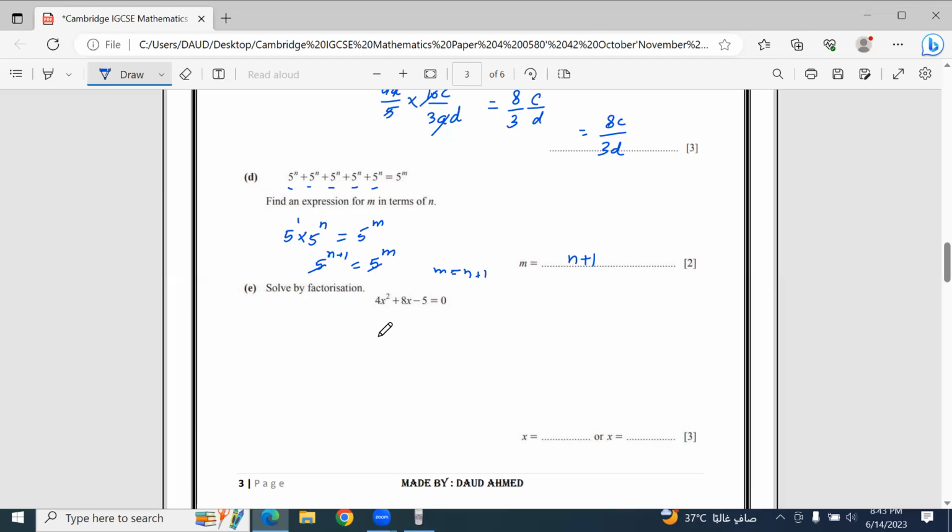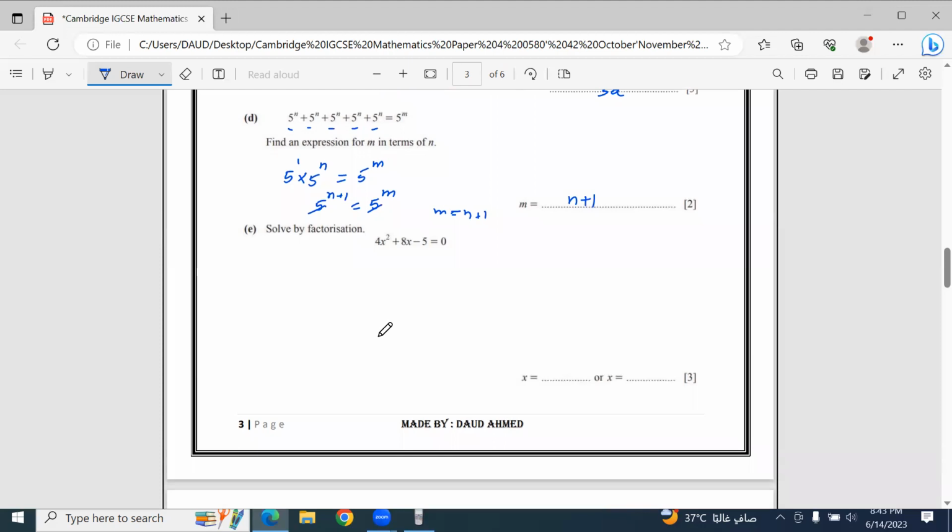Next, solve by factorization. So we can check the sum and product rule as well. So our product is minus 20x squared, sum is 8x. So two numbers will help us. Which two numbers? If you multiply, we get 20, and add and subtract to get 8. So 10 times 2 is 20, and 10 minus 2 gives us 8 also. So we can say that 4x squared plus 10x minus 2x minus 5 equals 0.